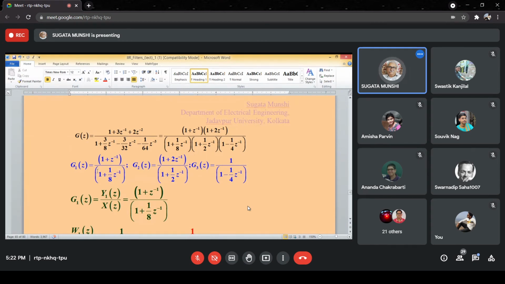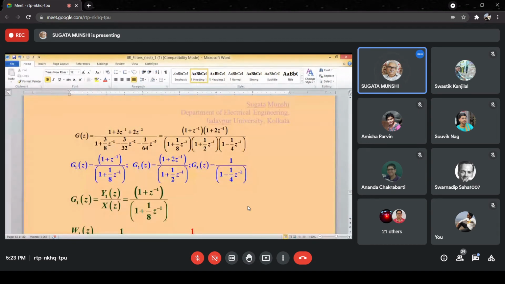I have considered that the three subsystems that will be cascaded to yield the system G(z), I have picked up the factor 1 plus z to the power minus 1 from the numerator and 1 plus 1 by 8 z to the power minus 1 from the denominator. So I have considered that G1(z) is this expression. Similarly, for G2(z), I have picked up the factor 1 plus 2z to the power minus 1, and here 1 plus half z to the power minus 1. So that constitutes G2(z). Whatever remains, that is G3(z).